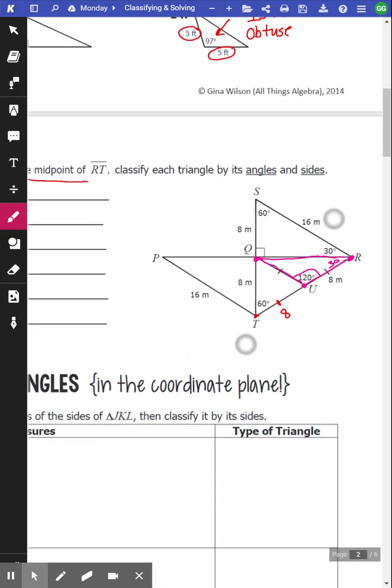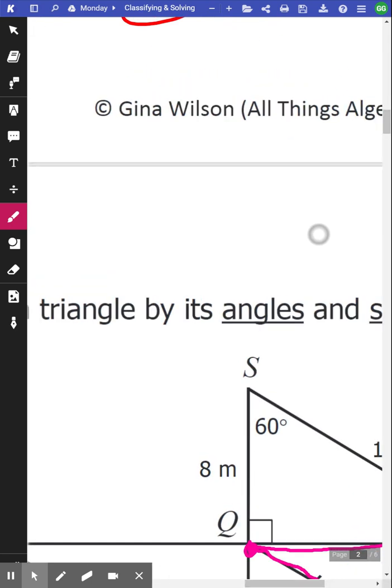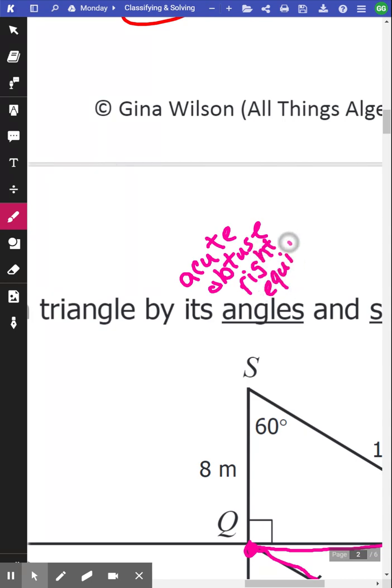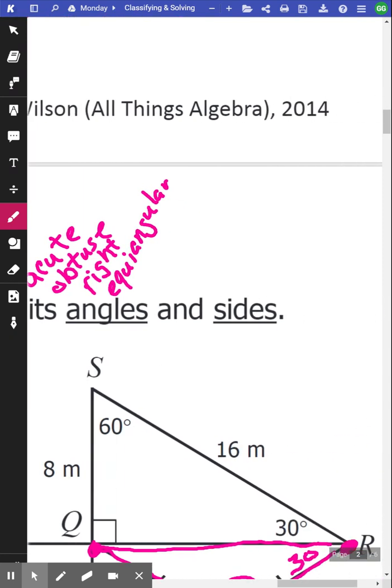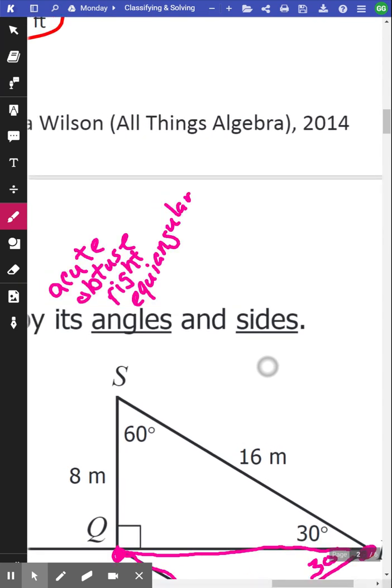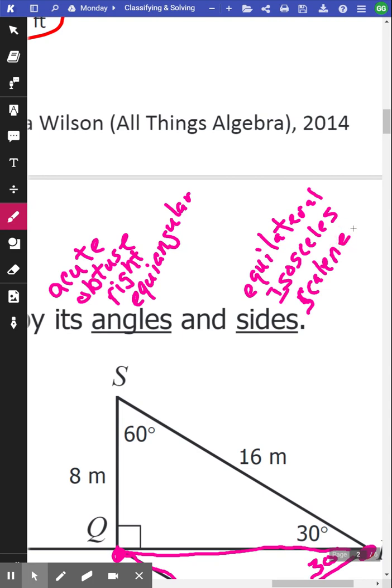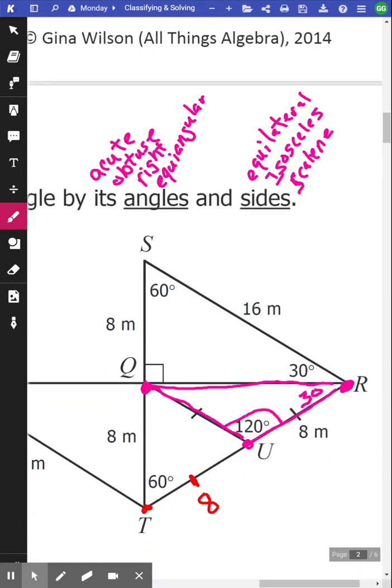Now we're going to classify it by the side. So by angles, and let's put the descriptions here. It's either going to be acute, obtuse, right, or equiangular. The sides, it's either going to be equilateral, isosceles, scalene. Okay, so it's either one of those. All right, so if we're looking at UQR, I notice these two are equal. That means it is isosceles.